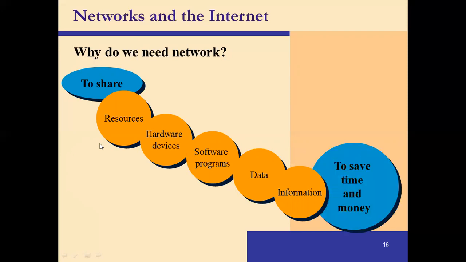And basically the main reason we need a network is that it saves time and money. In the past, in the 19th century, people used to send letters to one another far away. They would get the letter after weeks, months. But now we just press one send button, and within seconds, the other person has our message and answers back to us.